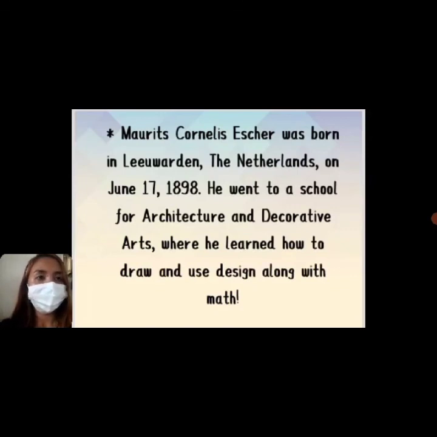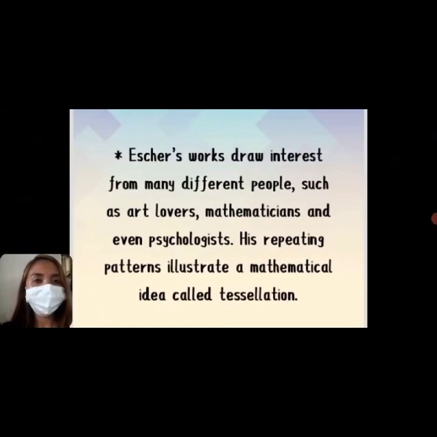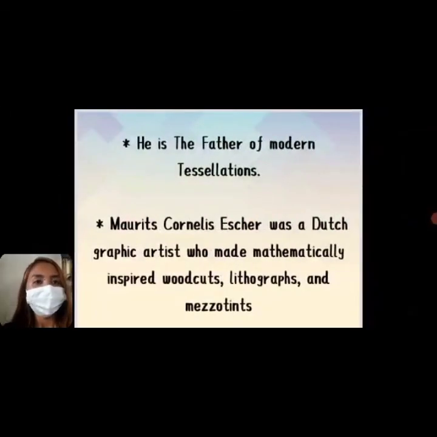Maurits Escher was born in Leeuwarden, the Netherlands on June 17, 1898. He went to a school for architecture and decorative arts where he learned how to draw and use design along with math. Escher's work drew interest from many different people such as art lovers, mathematicians, and even psychologists. His repeating patterns illustrate a mathematical idea called tessellation. He is the father of modern tessellation. Maurits Escher was a Dutch graphic artist who made mathematically inspired woodcuts, lithographs, and mezzotints.